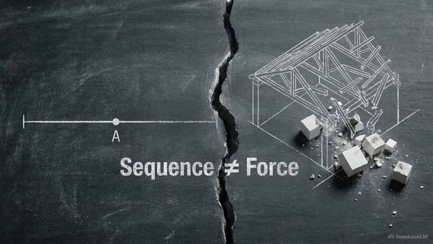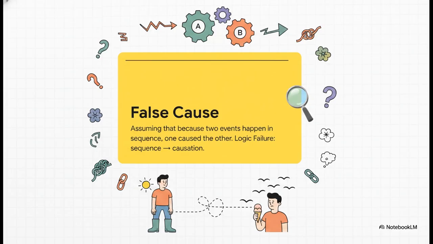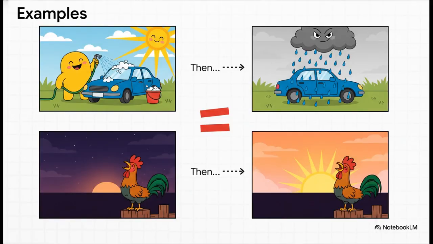False cause is the assumption that because 2 events happen in sequence, the first caused the second. It's just because event B happens after event A, our brains are kind of wired to just assume A caused B. But man, that assumption can lead to some truly ridiculous conclusions. And these examples really show how absurd this fallacy can get. Obviously, washing your car doesn't control the weather, and a rooster's crow doesn't have some magical power to make the sun rise. The events happen one after the other, sure, but there's no causal link at all.